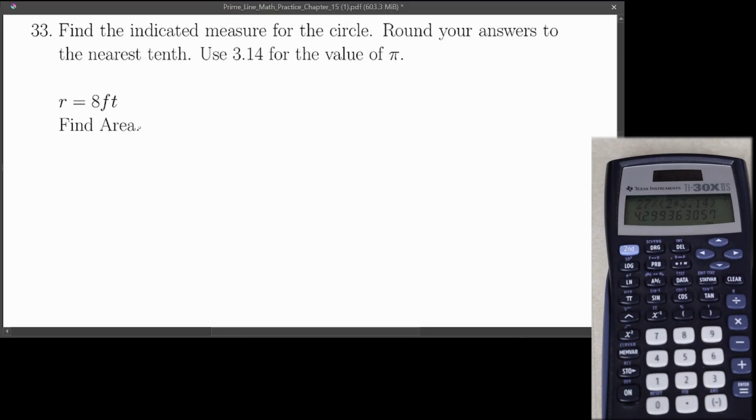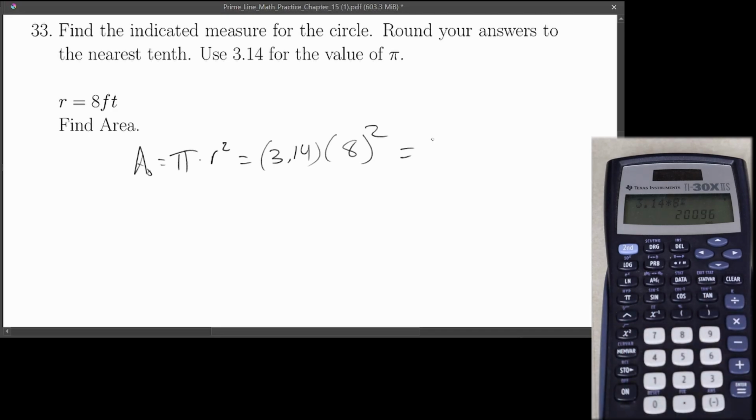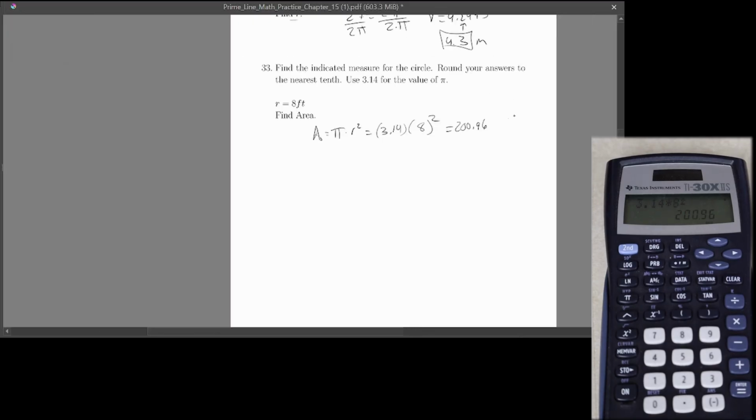Okay, if we have a radius, we want to find the area of a circle. So our area of a circle is equal to pi times the radius squared. So that's going to be 3.14 times 8 squared, and we'll get 200.96. Okay, that is the end of chapter 15.